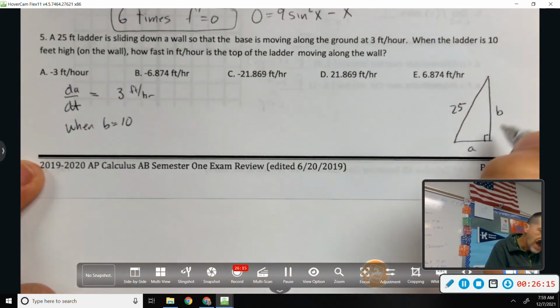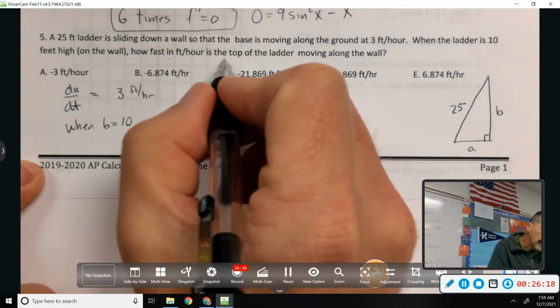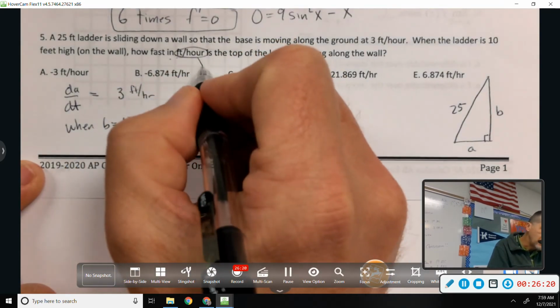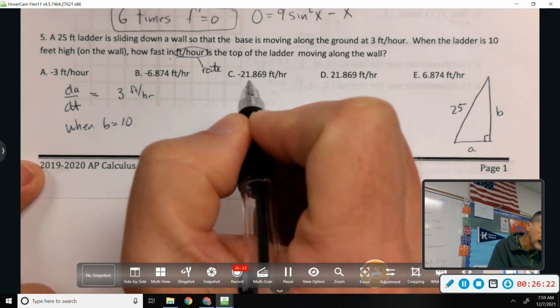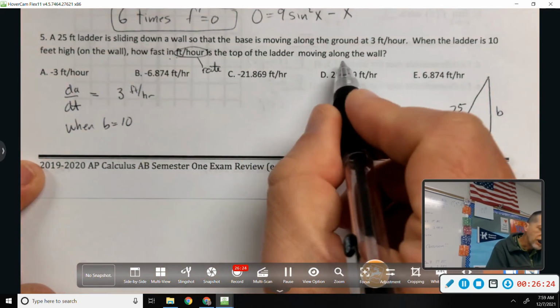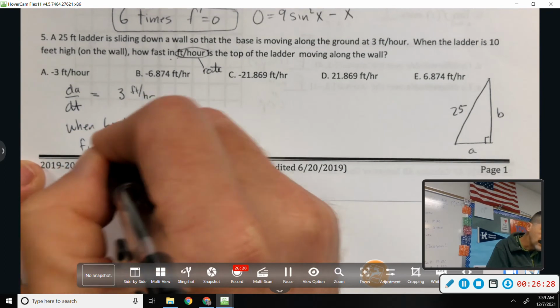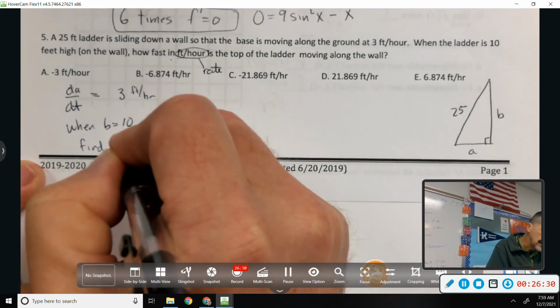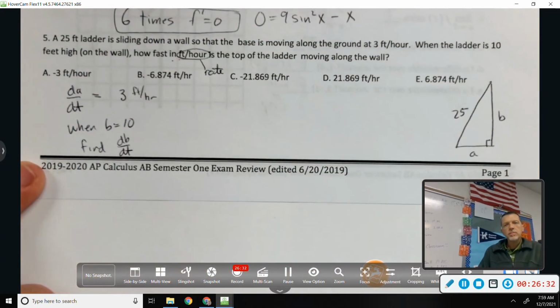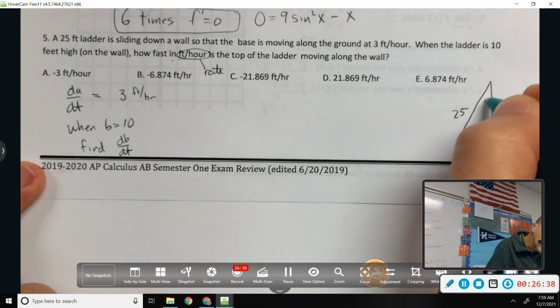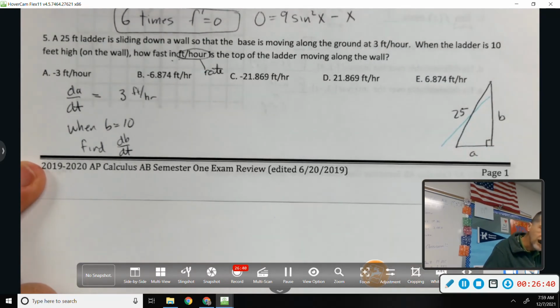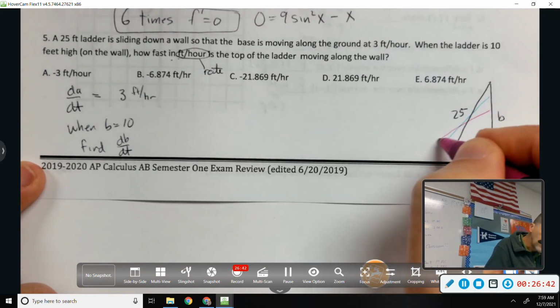how fast in feet per hour, so that's a rate, that's a derivative of some sort, is the top of the ladder moving down the wall. So find dB/dt. Is dB/dt going to be positive or negative? Negative, right? As this thing goes down the wall, B is getting smaller, A is getting bigger.